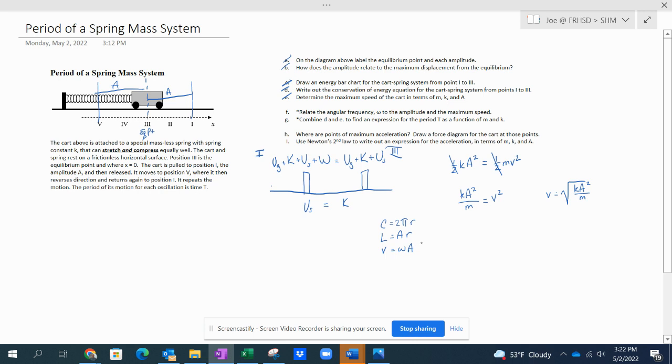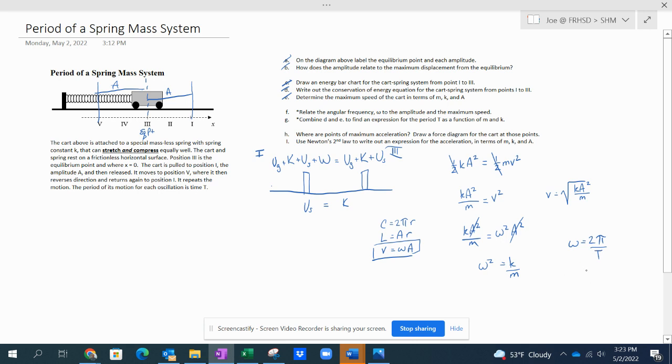So I can use this term here to make a substitution, which is equal to omega squared times A squared. Well, your A's will divide out, and omega squared is equal to k over m. Omega, if you guys remember, which is the angular frequency, is also equal to 2 pi over T.